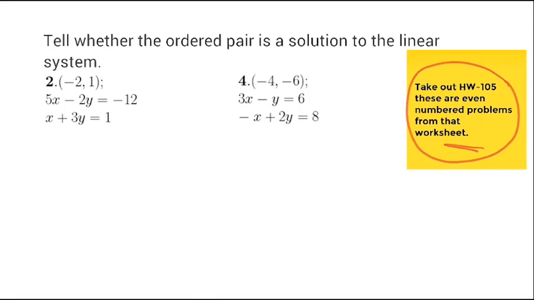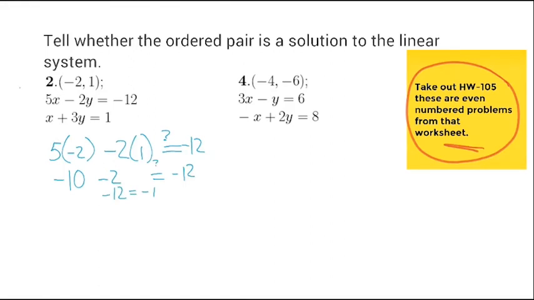So number 2, they give me the point negative 2, 1. I want to put negative 2, 1 into both of my equations to see if I get two true statements. So I'm going to put it into the first equation, and I get 5 times negative 2 minus 2 times 1. And I want to know if that is equal to negative 12. So I get 5 times negative 2 is negative 10. Minus 2, is that equal to negative 12? And negative 12, yes, is in fact equal to negative 12. So the first equation checked.